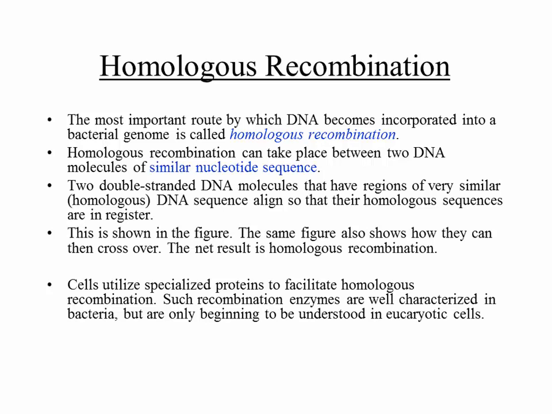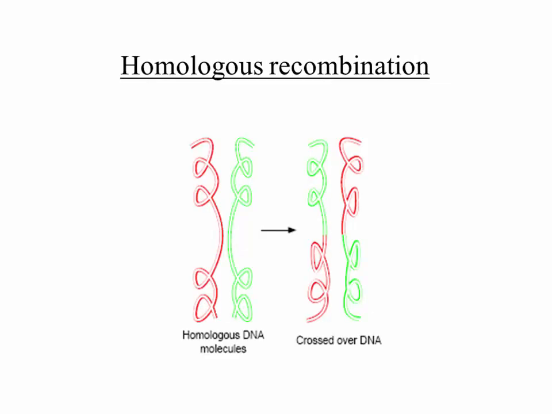Now the most important route by which DNA becomes incorporated into a bacterial genome is what is referred to as homologous recombination. Homologous recombination can take place between two DNA molecules of very similar nucleotide sequence. So if you have two DNA molecules where the nucleotide sequences are very similar, not identical but very similar, then you say that they are homologous. So two double-stranded DNA molecules which have regions of very similar homologous DNA sequence can align so that their homologous sequences are in register. They're like in sync. If you look at the picture on the next page, you can see two homologous sequences that have come and lined up. So the DNA in these regions is very, very similar.